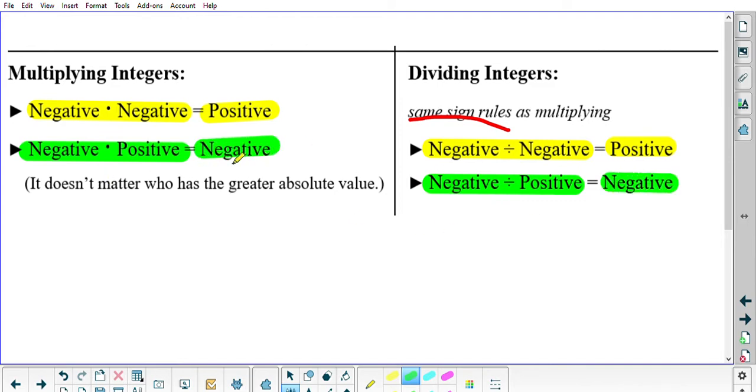It does not matter when you multiply or divide. It does not matter who has the greater absolute value. Even if the positive number has the bigger absolute value, if you are taking a negative times a positive, you will always get a negative answer.